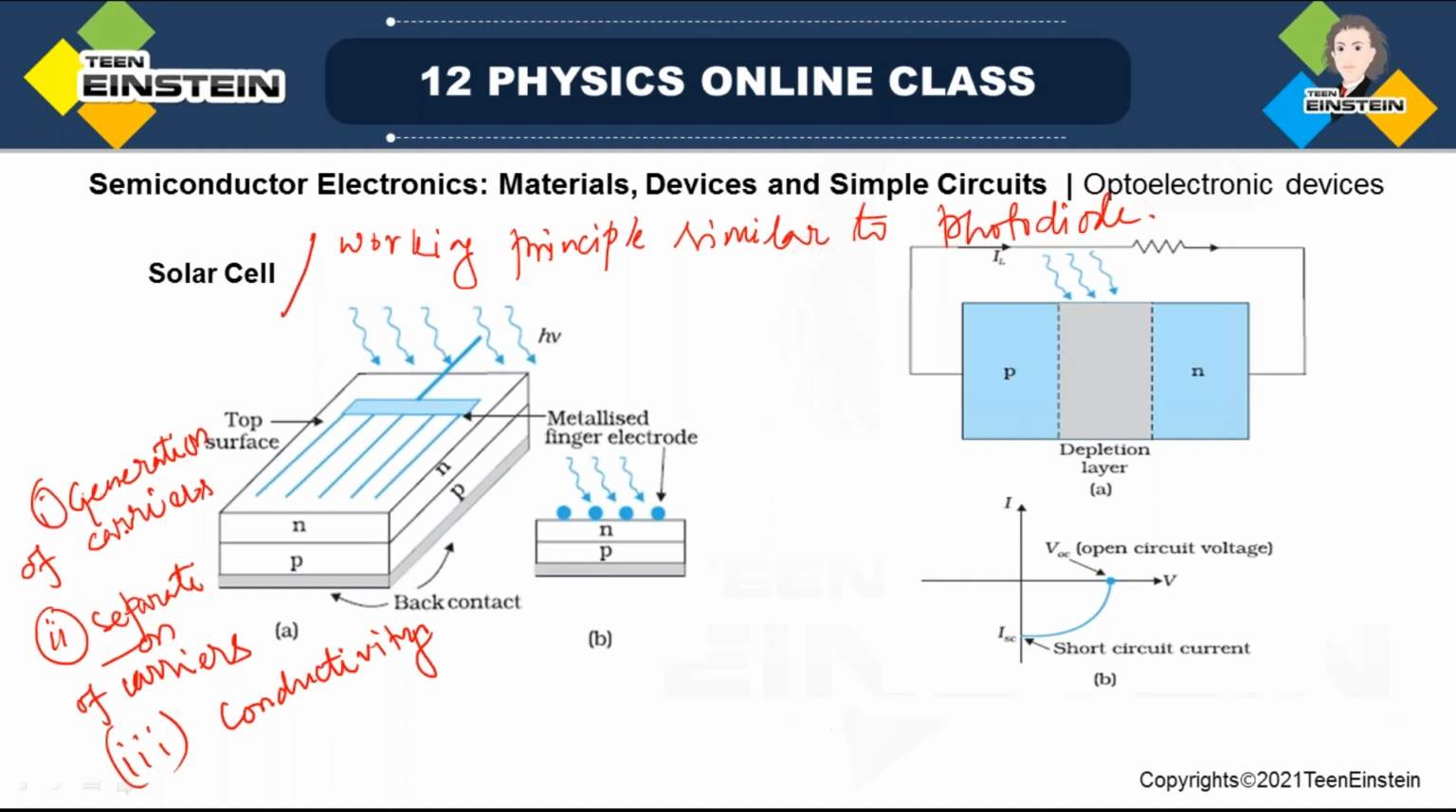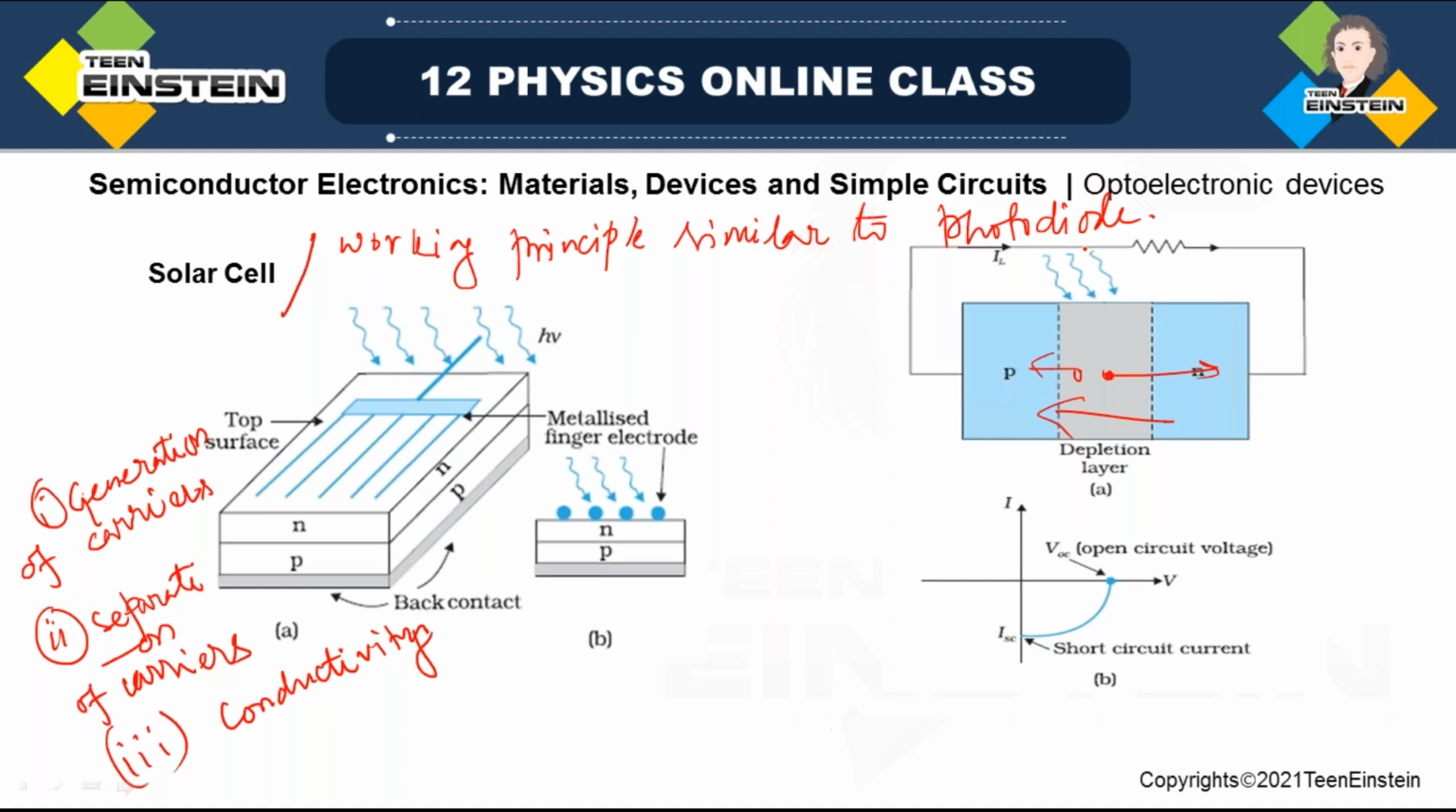Like see, there should be generation of carriers very easily. A huge number of charge carriers should be generated. Okay, and those charge carriers will be separated by this huge electric field present there across the depletion region. So holes will be going this way. Okay, so this is called separation.